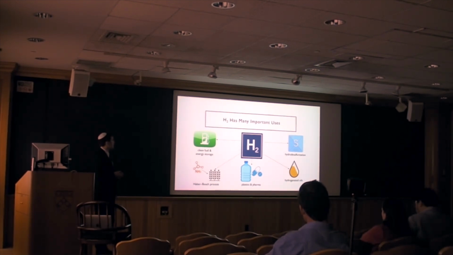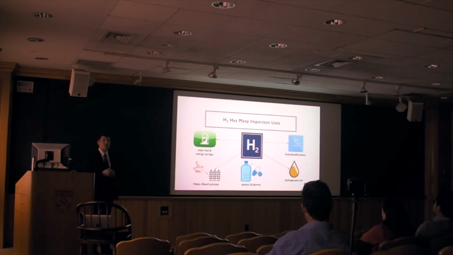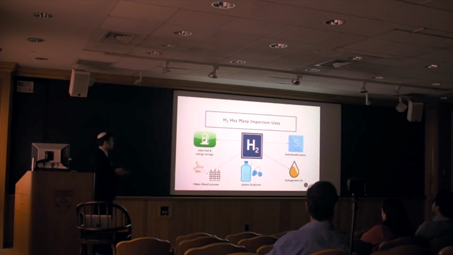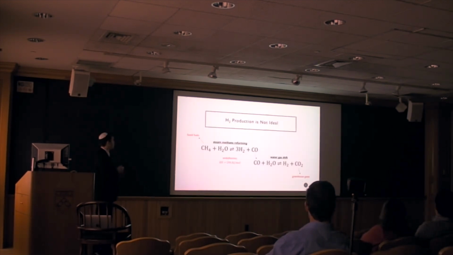And the reason is that hydrogen has many important uses. It can be used as a clean fuel or in energy storage. It's very important in the Haber-Bosch process to generate ammonia for fertilization. It's used in plastics and pharmaceuticals, in hydrogenating oils, and it's also used in cleaning and hydrodesulfurization of fuels, such as petrochemicals, also natural gas. So as you can see, hydrogen is very important industrially.